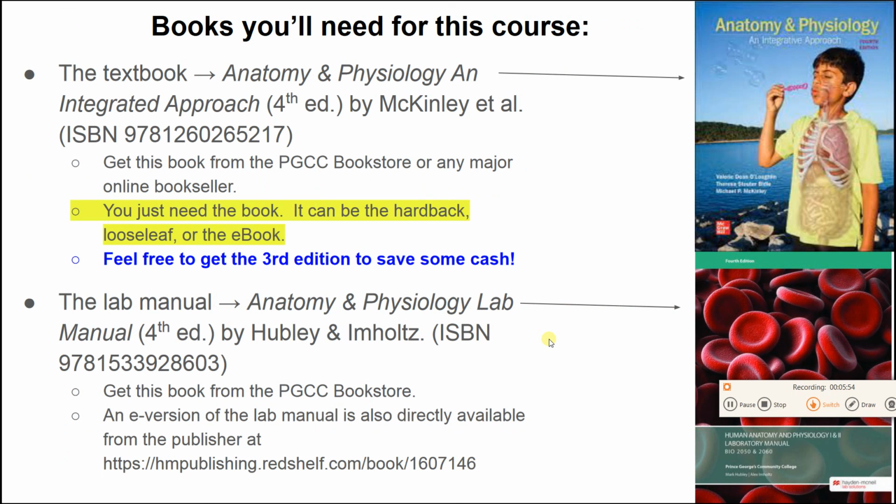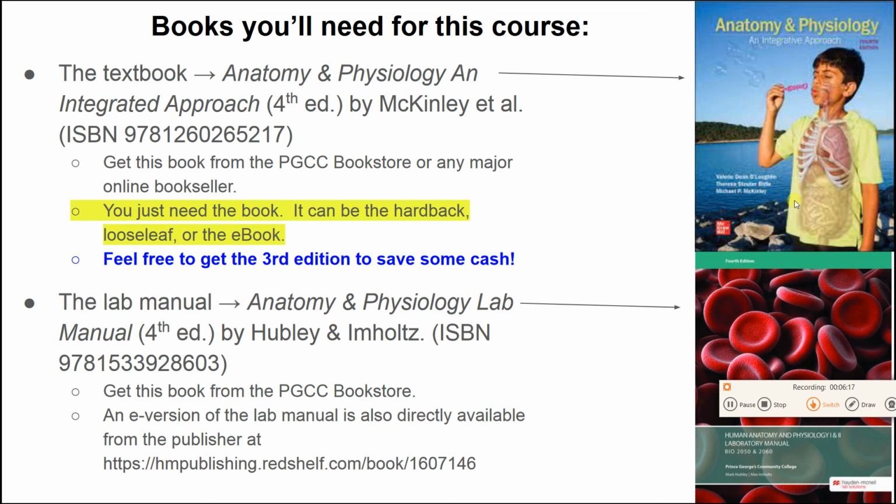What else? There are a pair of books you need for this course. This is a textbook right here, info over here. You just need the book. You don't need to buy any of the online stuff. If you get that online stuff for some reason you want to use it, hey, go ahead. It's good stuff, but I'm not going to require it.